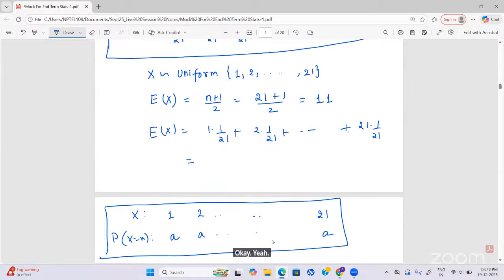So the answer is 11 here. The expected number of trials will be 11.